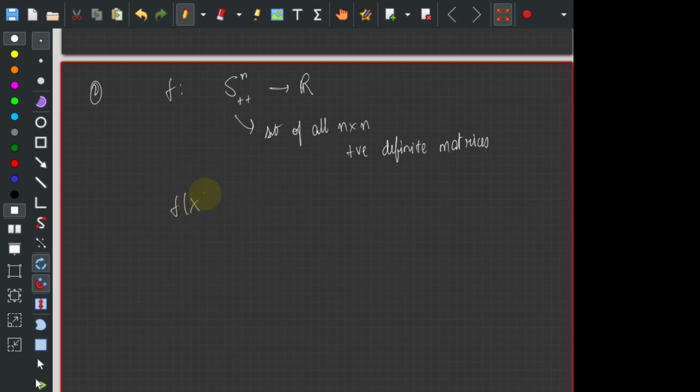So f of x, for any matrix x, is going to be the log determinant of x, or basically some function of the determinant of x. Now, polynomials are easy, you can find the derivatives, but suppose I give you a complicated function like this, how would you find the derivative? And we will need the derivative of this as we proceed.